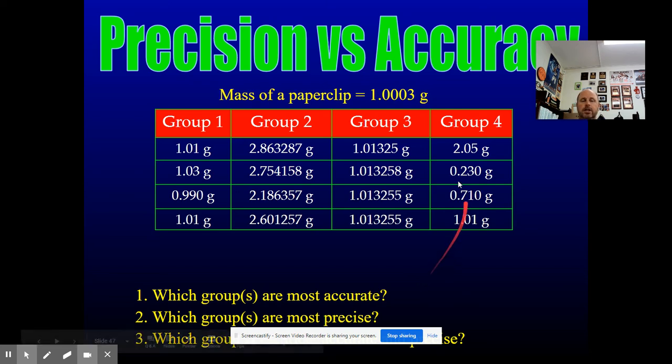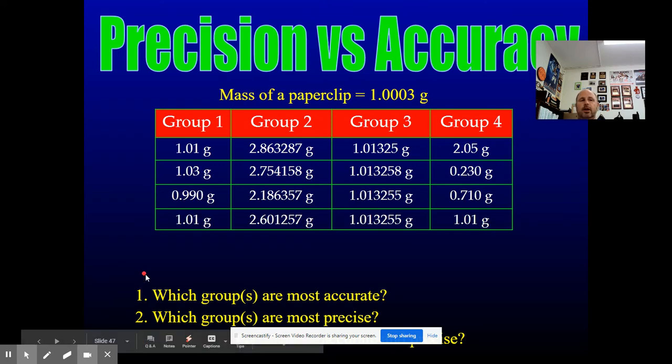All right, when you're dealing with numbers, you cannot tell which group's most accurate just by looking at the numbers. You have to do something. And normally I would give you time and ask you, but we'll do this virtually. All right, the thing that you have to do is you have to calculate the average.